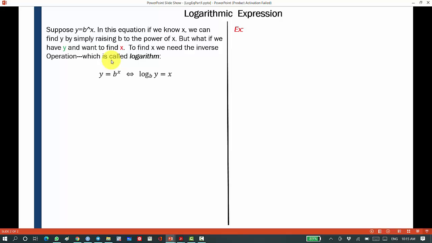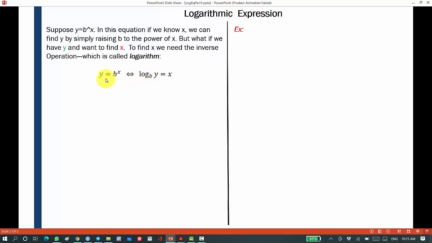In other words, if y is equal to b to the power x, then log base b of y is equal to x. As you can see in these two equations, in the first equation, if we have x, we can easily find y by raising b to the power of x. In the second equation, we can find x if we find the log base b of y.